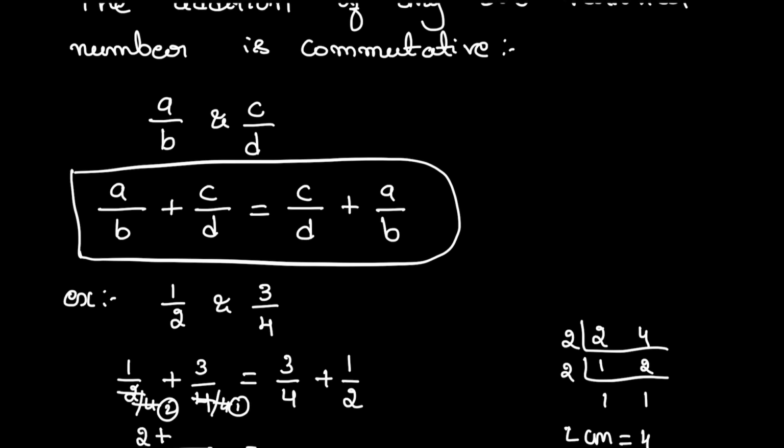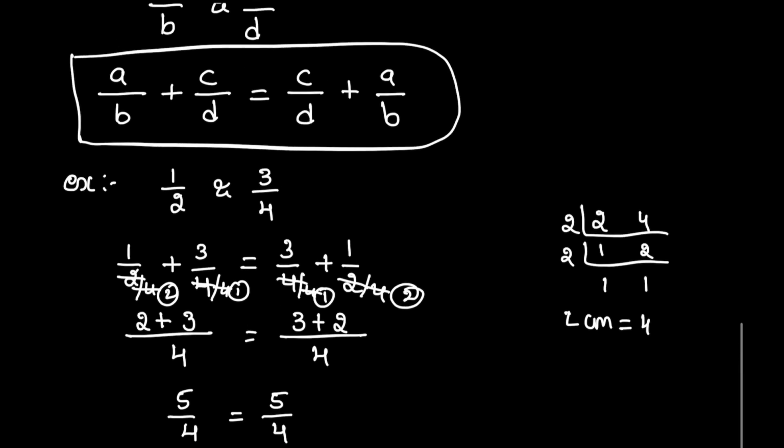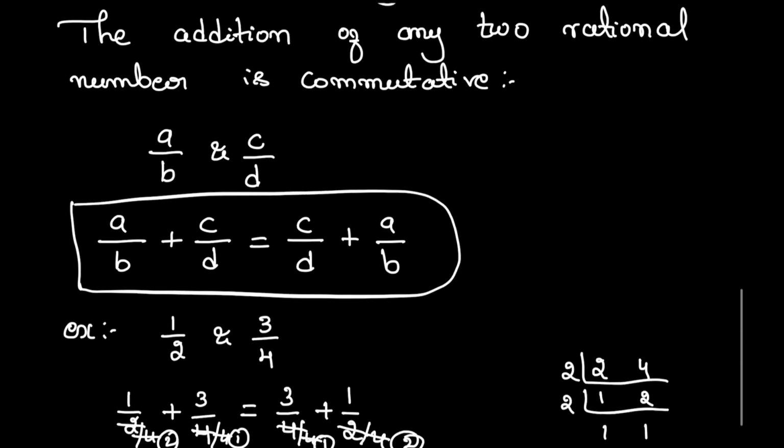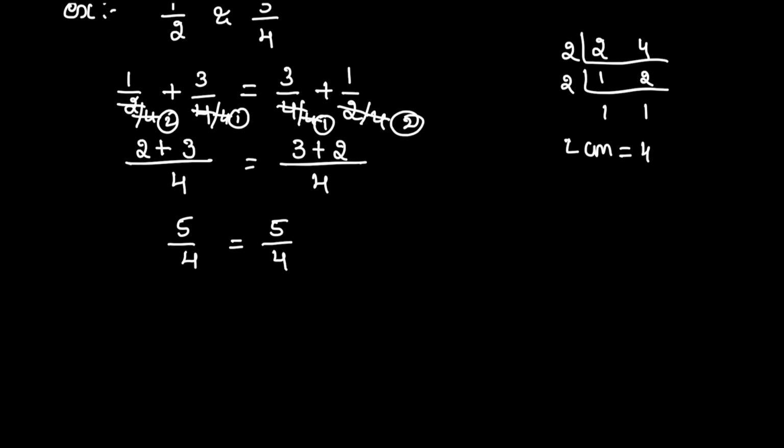2 into 1 is 2, 1 three is 3. Let's divide the same: 4 ones are 4, 2 twos are 4, 1 one is 1. 3 plus 2, so we'll get 5/4, and 5/4. The commutative property in rational numbers holds good. LHS is equal to RHS.